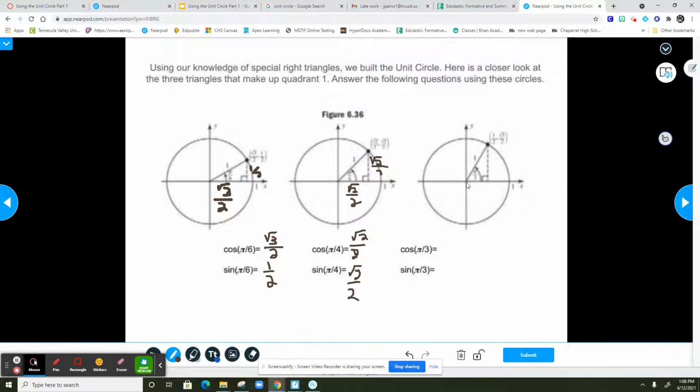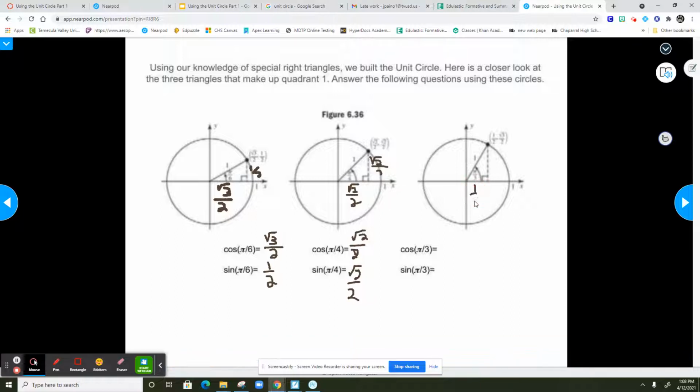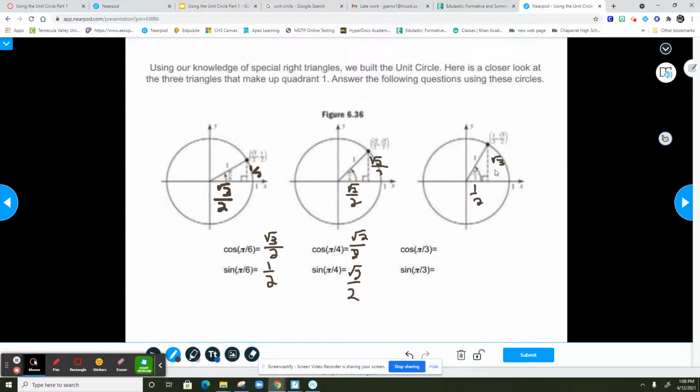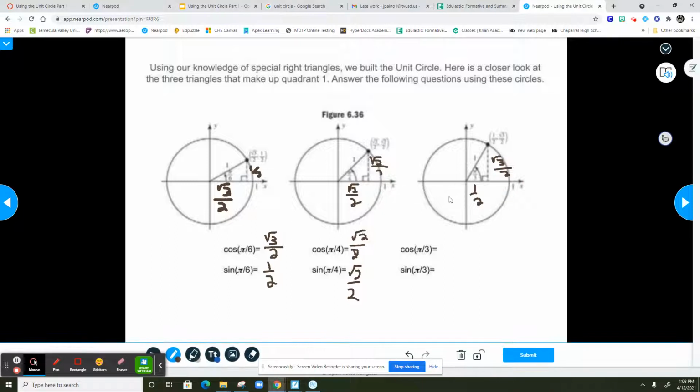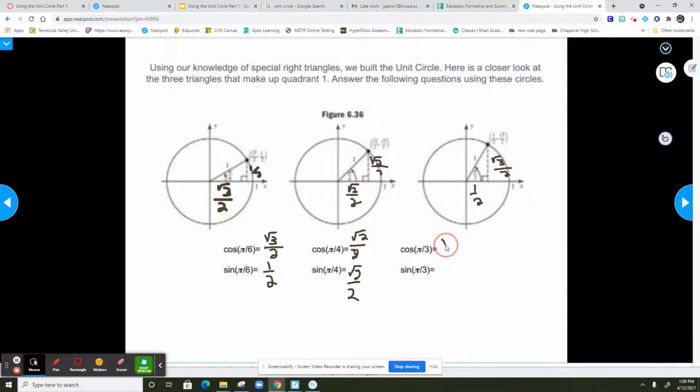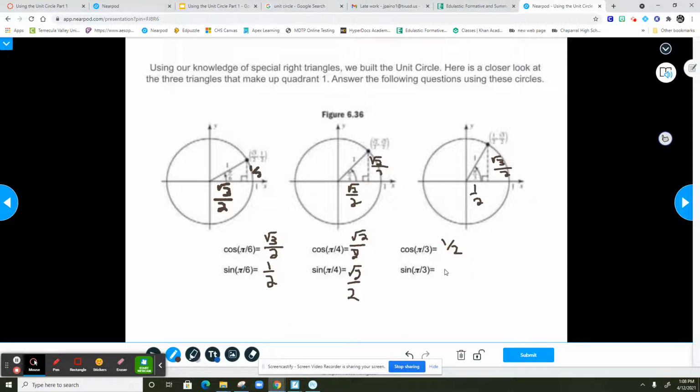Cosine of pi/3. Again, if we fill this out, this is 1/2 here, and this is root 3 over 2. Remember, pi/3 is 60 degrees. So cosine of 60 degrees, or pi/3, is adjacent, so that's just 1/2 over 1, so just 1/2. And then sine, opposite over hypotenuse, is root 3 over 2.